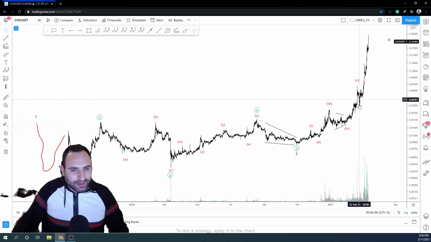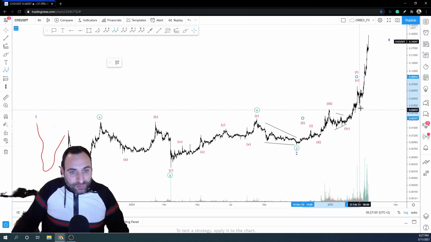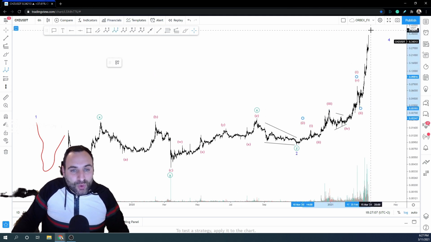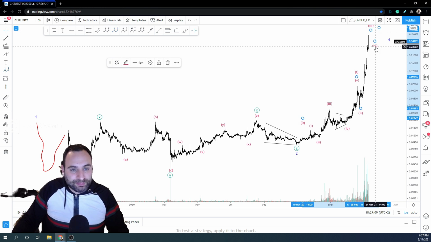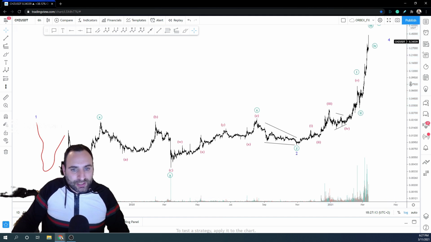And then another impulsive move to the upside, and then we've got 1 and we've got 2, and this impulsive move, we always love that to be a wave 3. Obviously, this is in the higher degree. So here's what we see.